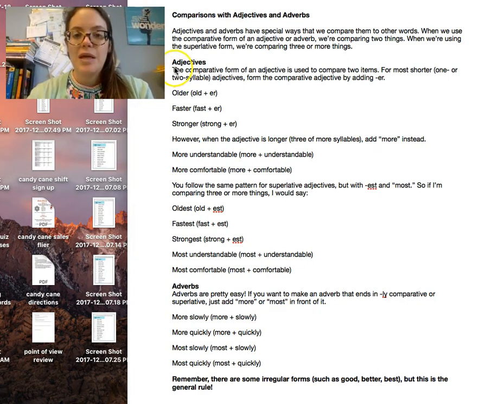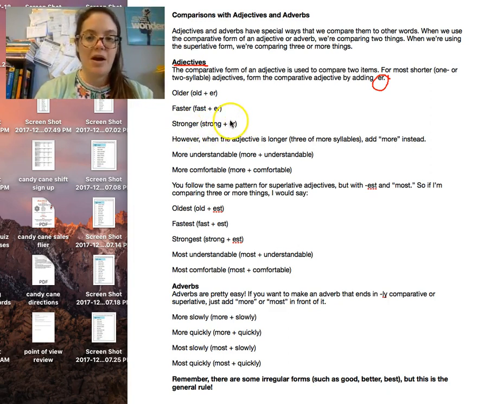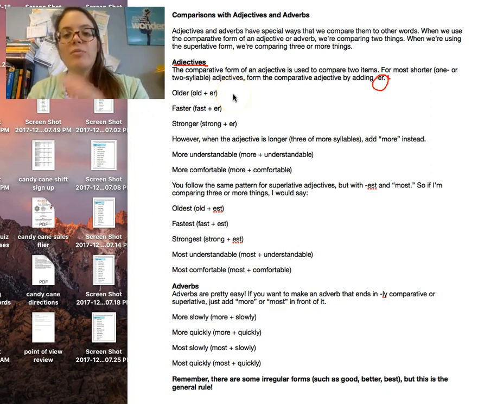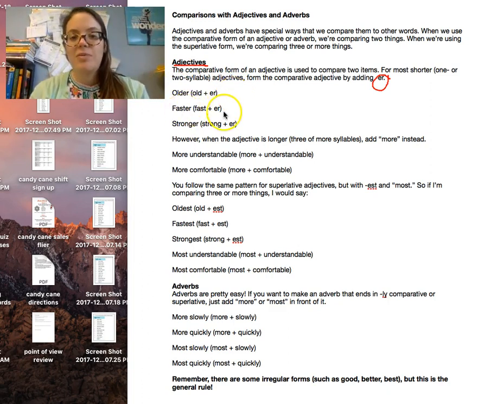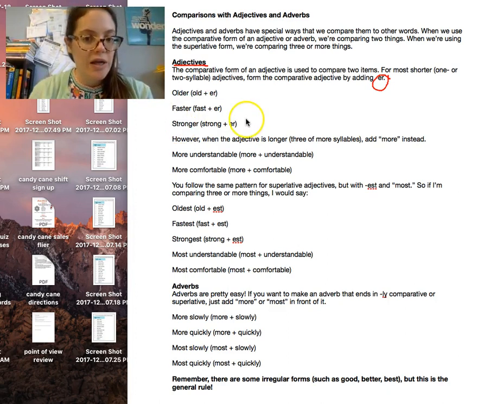So the comparative form of an adjective is used to compare two items. For most shorter one or two syllable adjectives, we form the comparative adjective by adding er. All right, so let's look at this. Older is old plus er. Faster, fast plus er. Stronger, strong plus er. Each of these I'm comparing two things. One person is older than one other person. One person is faster than one other person. One person is stronger than another person. So I'm comparing two things together.